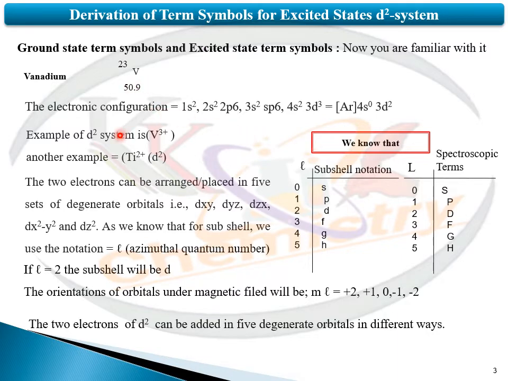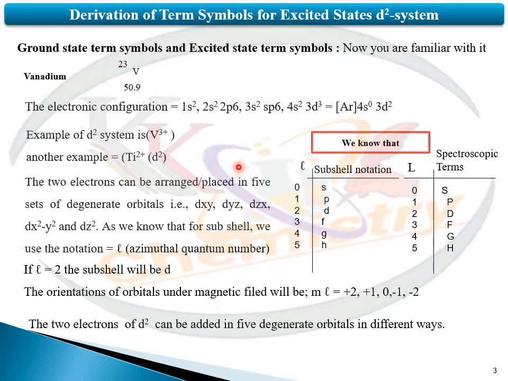You know the electronic configuration of vanadium is shown over here. When vanadium loses its 4s2 electrons and 1 3d electron, its ionic configuration will be argon 4s0 3d2. So in this case, vanadium is in the plus 3 state and is a d2 system. Titanium is also a d2 system in its plus 2 form when it loses some electrons.